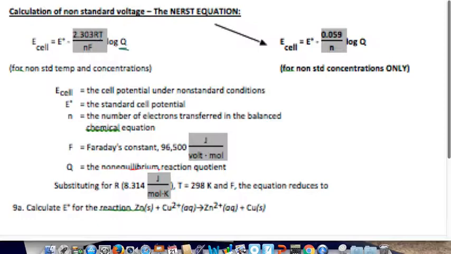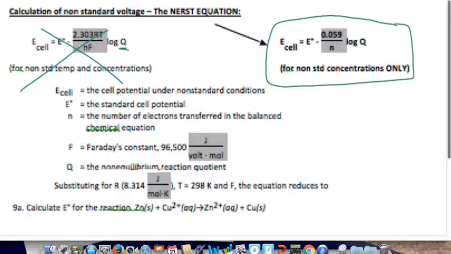I have never in the history of all the AP exams I've looked at since the 70s, I didn't look at AP exams in the 70s, I was too young at that point. But now, looking back on AP exams, they've never used this version. So this version, I just showed it to you because when you plug in 298 and you plug in the R and the F, you end up getting this number for this version. This version is the one I want you to become familiar with.